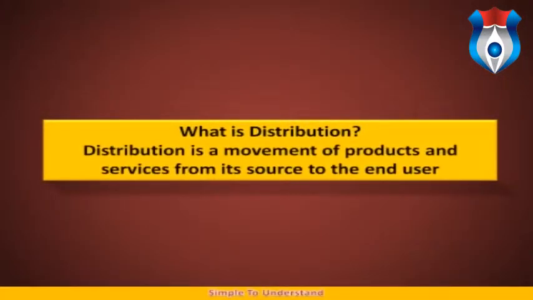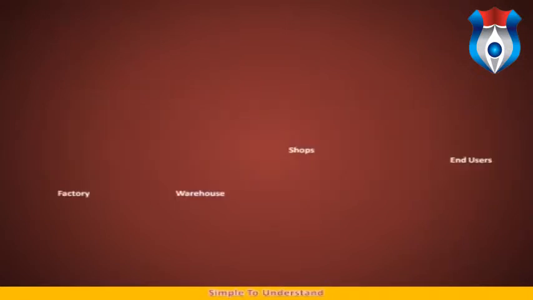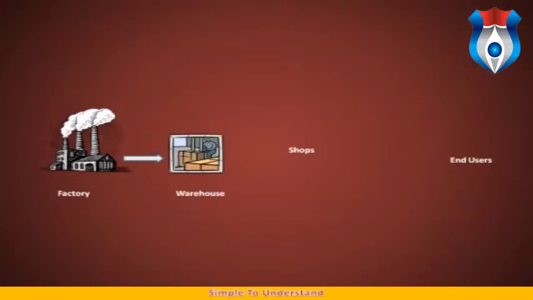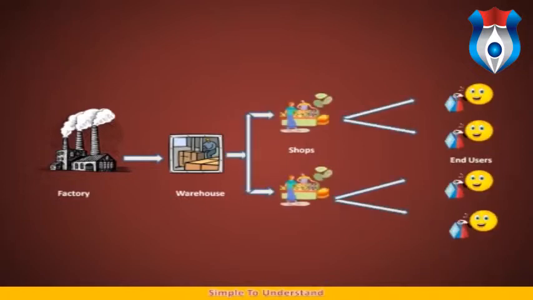Distribution is a movement of products and services from its source to the end user. In today's topic, we are not going to take services. We'll just focus on products for simplicity, and I will try to explain how the distribution is done, or what is distribution. You know that the products are produced in the factories and the finished goods are taken to the warehouses in the cities. Then they are supplied to various retail shops and consumers can go and buy from there.